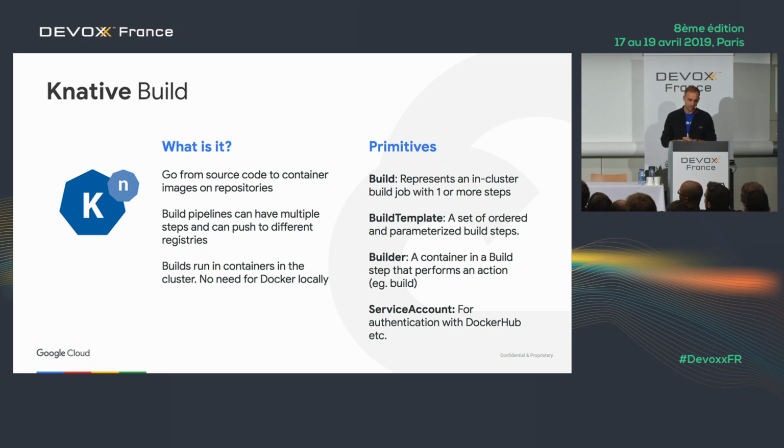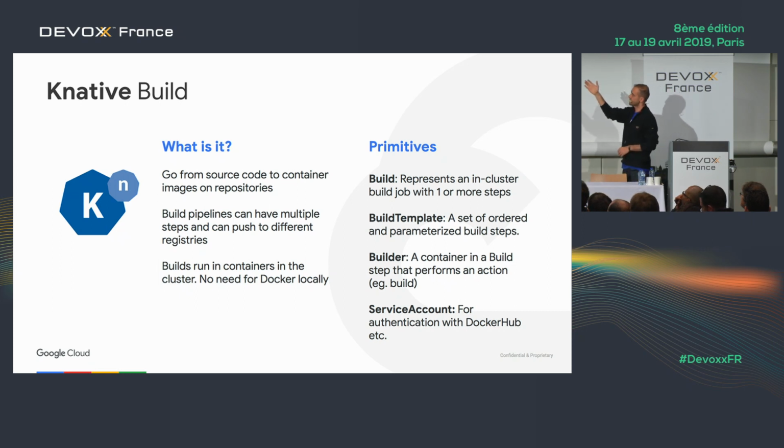It allows you to build pipelines, so you can have multiple build steps chained together, and it lets you build container images without having to have Docker locally. There are some primitives. Build is basically one or more steps that you can define in order. You can take a build and define a template out of it so that you can use it from multiple places. There are different builders to build different things, like a container.